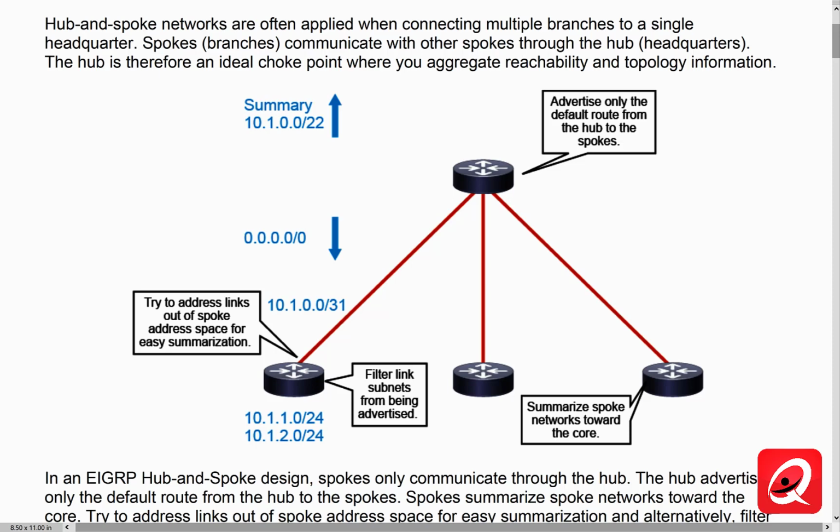A 10.1.0.0/22 might get advertised up to the HQ location based on all of the individual 10.1 subnets that might exist on the spoke routers. We can use a /31 prefix on the links between the hub and the spoke to conserve address space. That is a concept that we've certainly seen in the past. It's a concept that we see a lot.